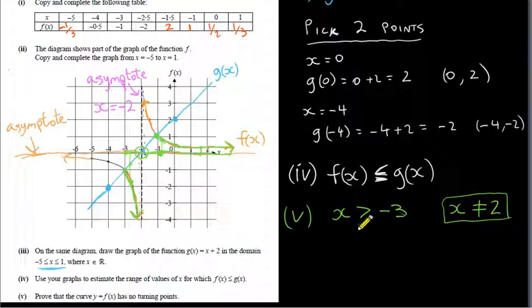x is greater than or equal to minus 3. It could equal minus 3 because at minus 3, f of x equals g of x, that's allowed. But we have to leave out this point. So it's all the values greater than or equal to minus 3 with this point taken out. So you can just circle that to indicate that that point has been removed. It turns out that this point was not necessary. It doesn't come into the calculation. It's this point here that comes into the calculation.